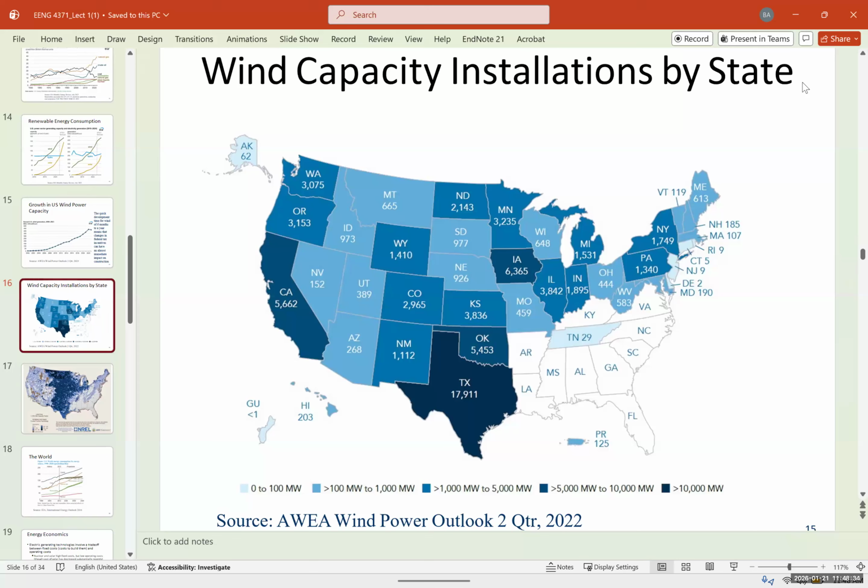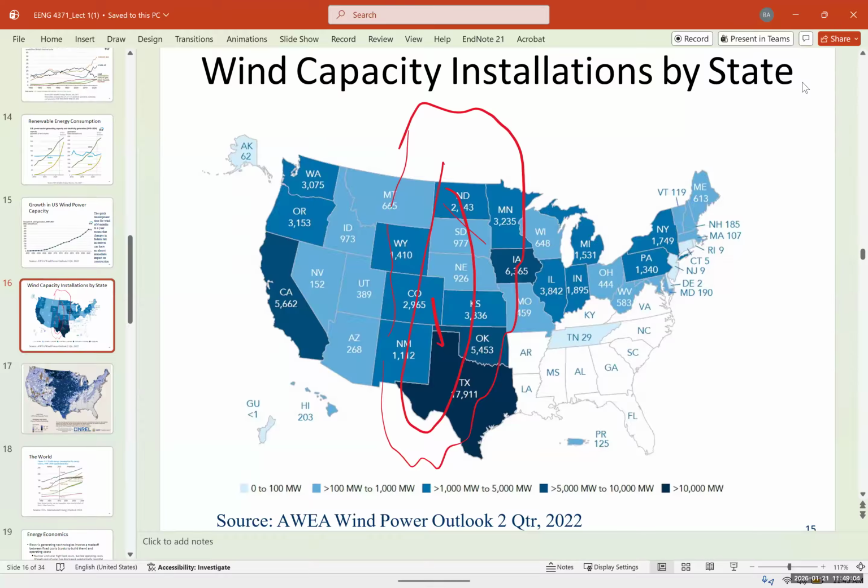This is the wind capacity installation by states. And as you can see, we have what we call the wind corridor. It's around here. The majority of the wind is produced in this area. And Amarillo, in what we call category 3 winds, the Panhandle area, is one of the best places in the world to generate wind power.